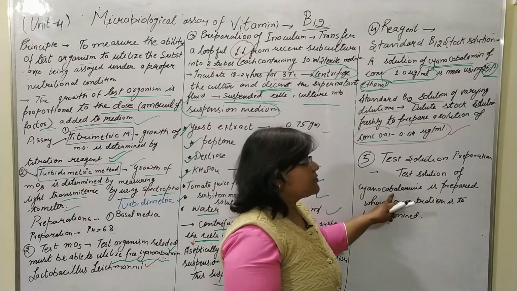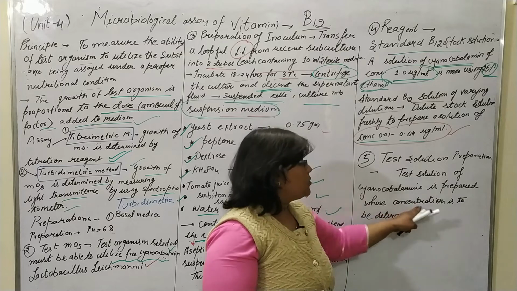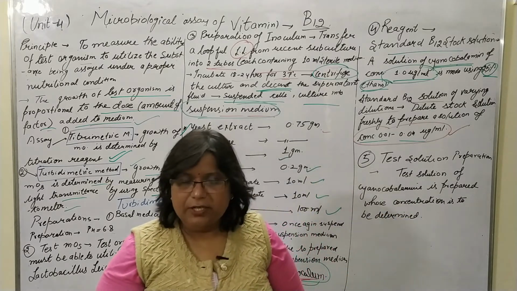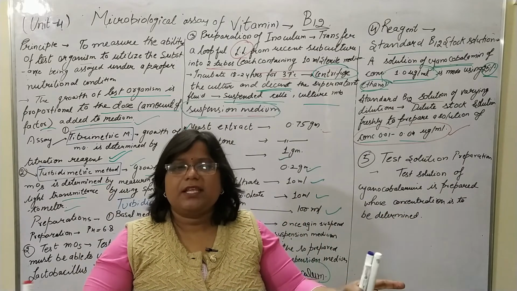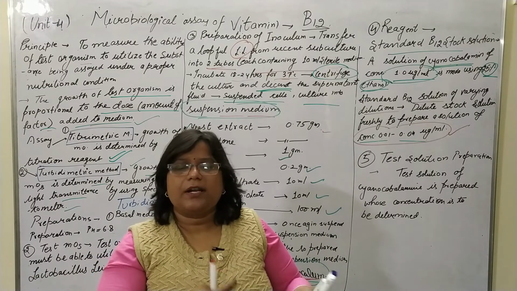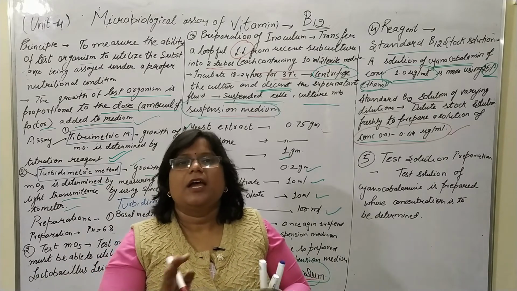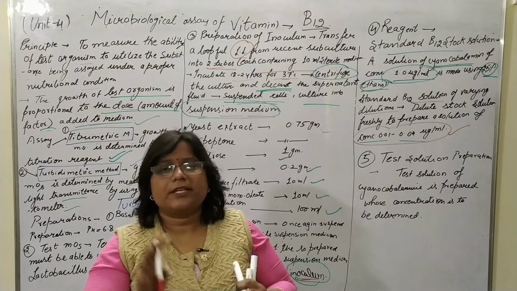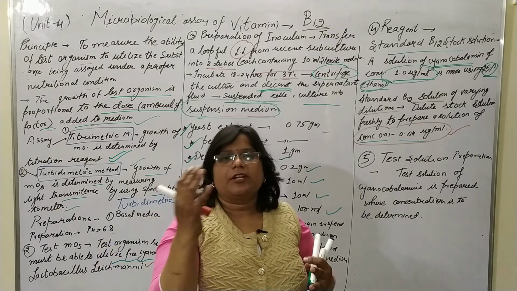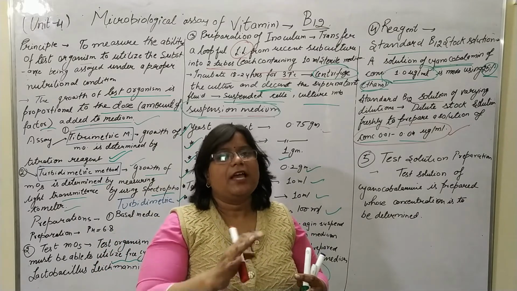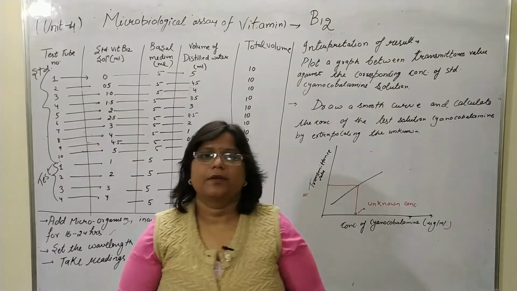The test solution of cyanocobalamin is prepared, whose concentration is to be determined. Now we will see with the help of a chart what the preparations are, what the test tubes are, and how many test tubes we will take for the standard and for the test samples, and how we will proceed further.